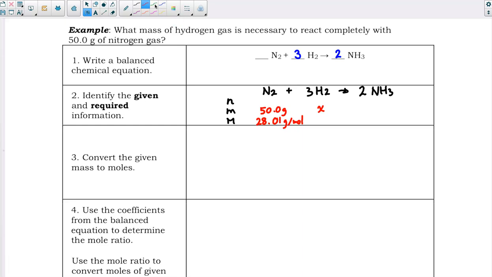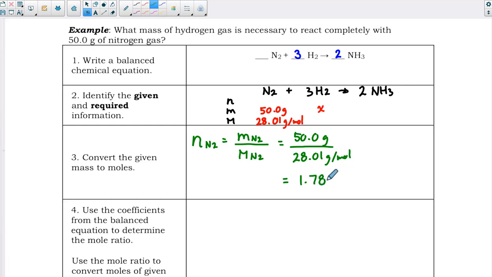Okay, so the first thing we can do is find these moles given this mass and molar mass. So our moles of N2, and please always make sure you're writing your subscripts, is the mass of N2 divided by the molar mass of N2. So that's going to be our 50 grams divided by 28.0 grams per mole. And we're going to get 1.78 moles. So that's what we can input right here.